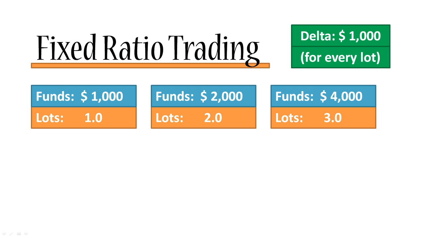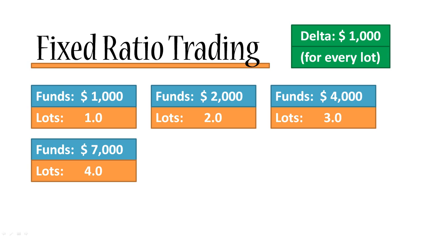Okay, so I hope this is getting a bit clearer. Let's go to the next one. Now we have 3 lots trading on our account. It might take us 3 months or 5 months or 2 years to get to the next step, but the next step will only happen when we get 3 more deltas. Each delta is $1,000, so 4 plus 3 deltas equals $7,000. As soon as we have $7,000 in our account, that means we're allowed to go to the next step, which is 4 lots.